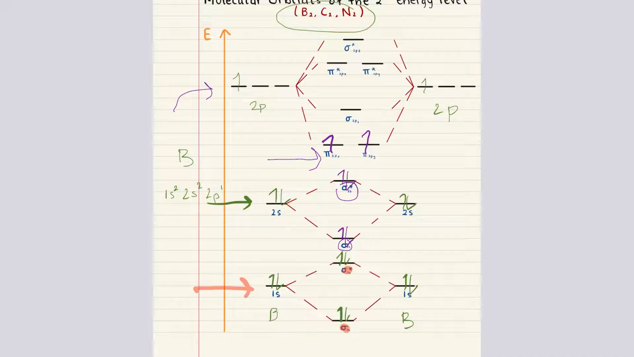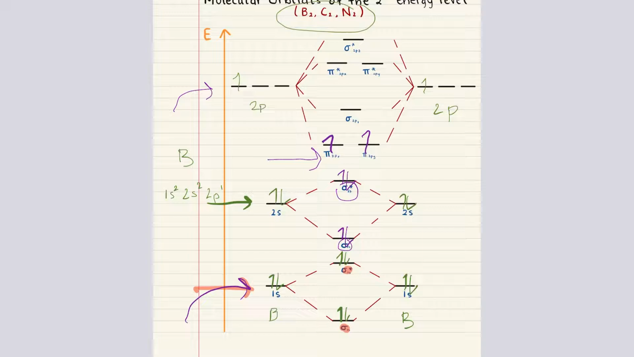When we're calculating the bond order, we consider only the valence electrons because they are the ones participating in bonding interactions. The 1s electrons here are core electrons. They remain localized on the individual atoms, and they do not contribute to molecular bonding in a meaningful way.